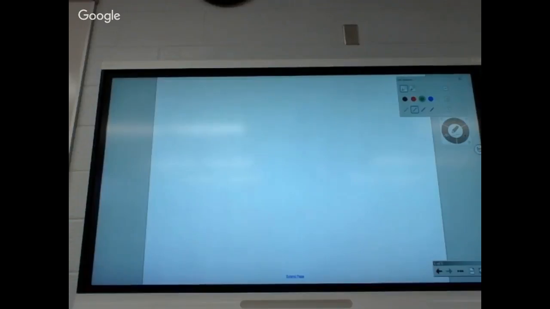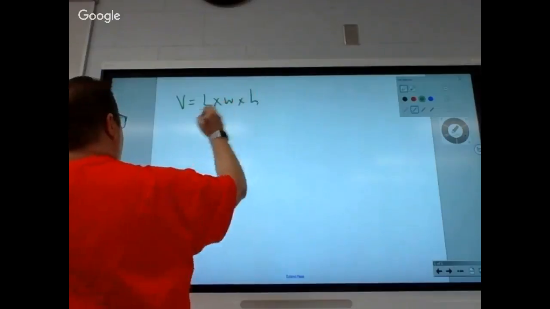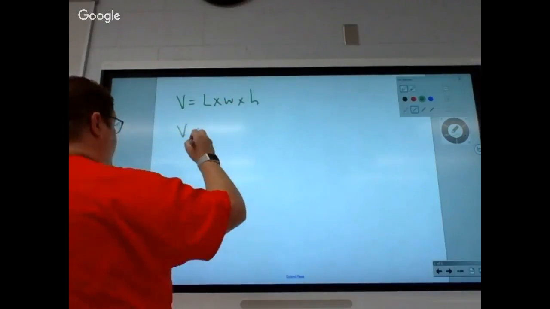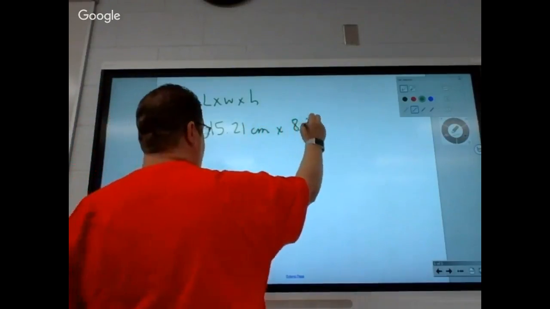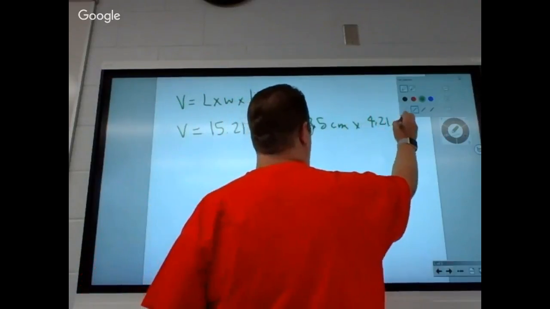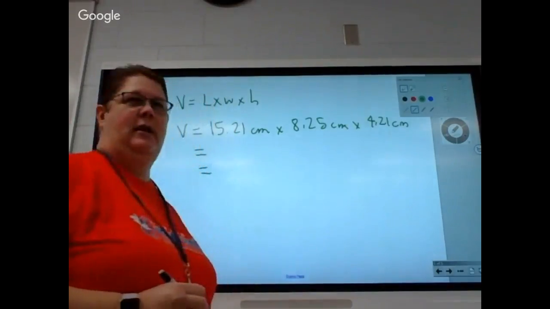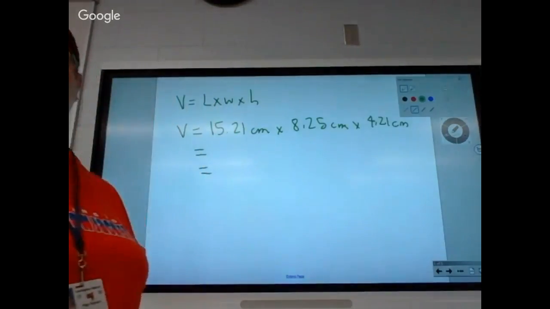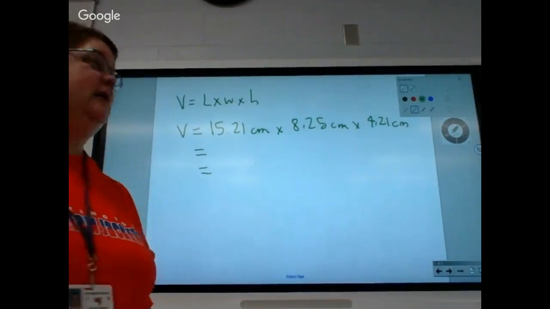Now, where it says calculations, that's where you're actually going to show me the calculations and show me how you get it. So you're going to write something like V equals length times width times height. You're going to show me, I'm making up these numbers, 15.21 centimeters times 8.25 centimeters times 4.21 centimeters. And you're going to get an answer, and then you round to the correct significant digits. Now, if all you do is write volume equals with a number, do I know how you got it? I need to see the work.